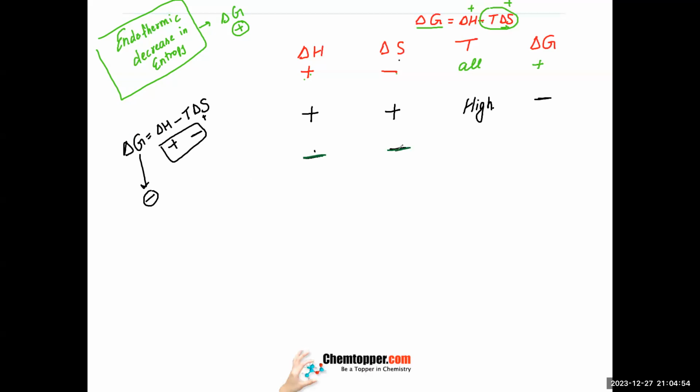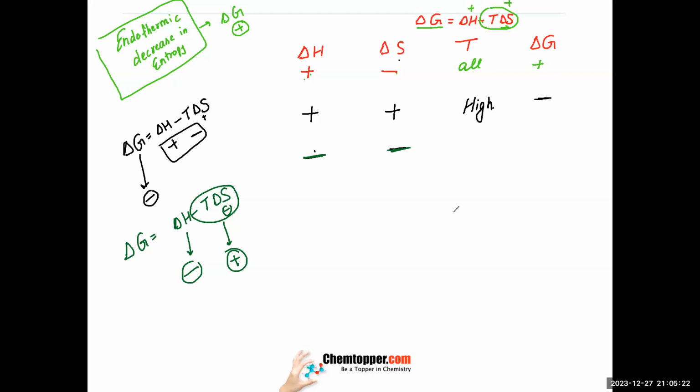Minus, minus. So delta G is delta H minus T delta S. This is minus, and this is also minus, so this complete number is plus. What do you want? You want minus to be greater. I think Jyoti has understood this. That's why she is answering very fast.